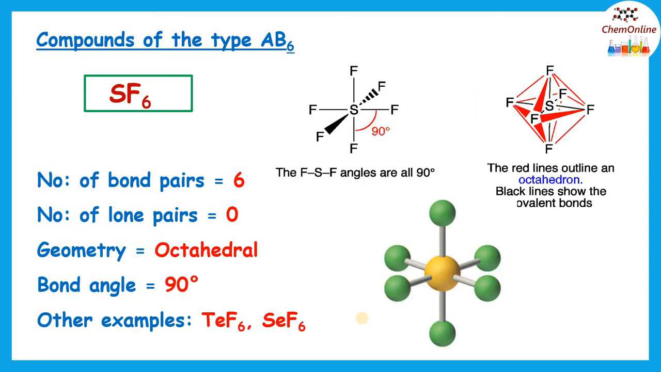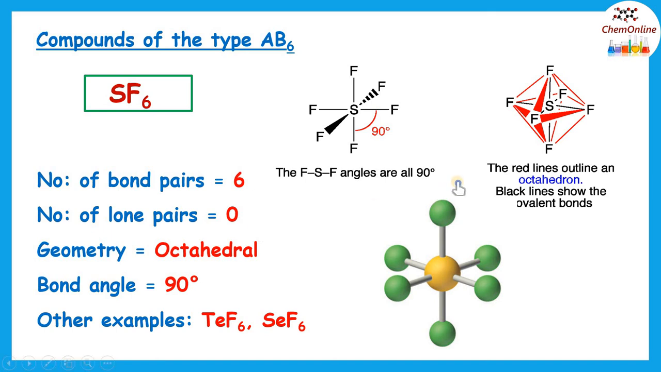Next, we have the compounds of the type AB6. For example, sulfur hexafluoride, SF6. Sulfur has 6 valence electrons which form 6 bonds with the 6 fluorine atoms. So, the number of bond pairs is equal to 6. The number of lone pairs is 0.